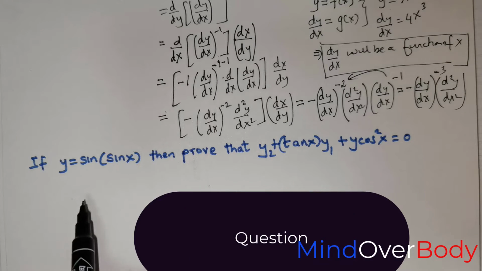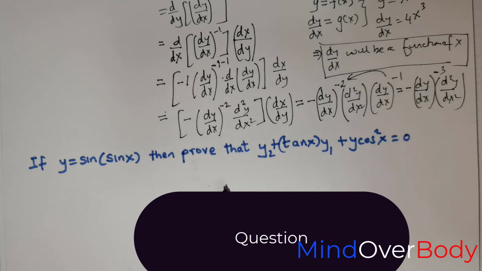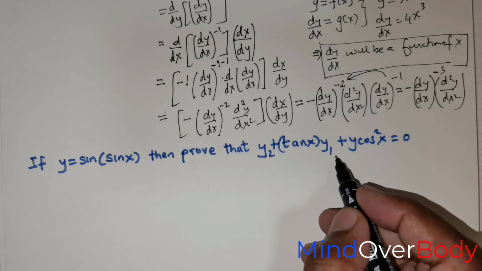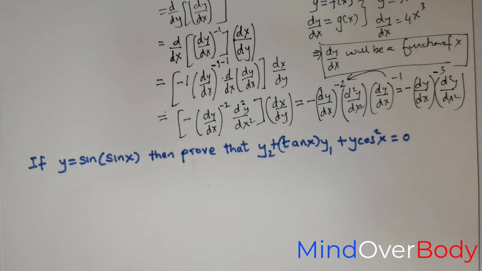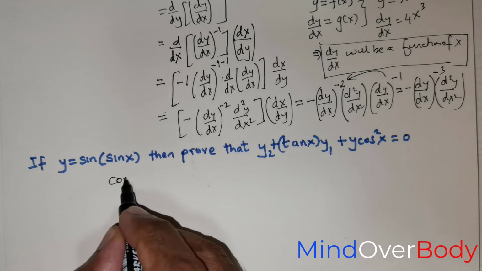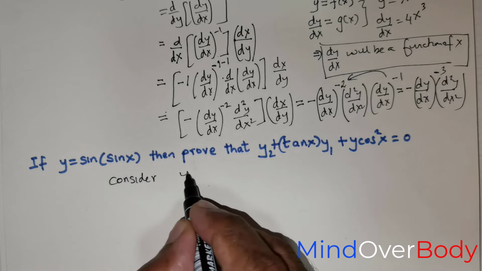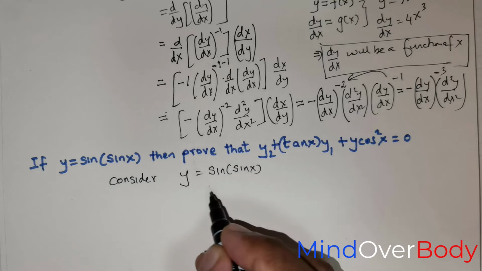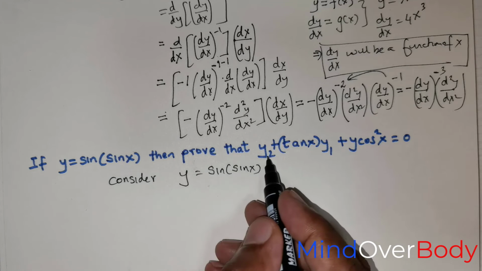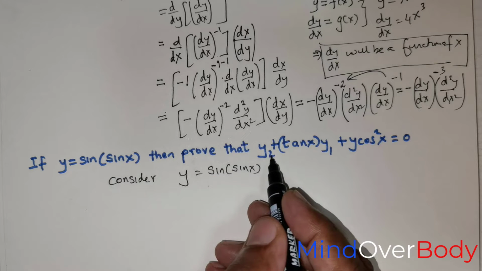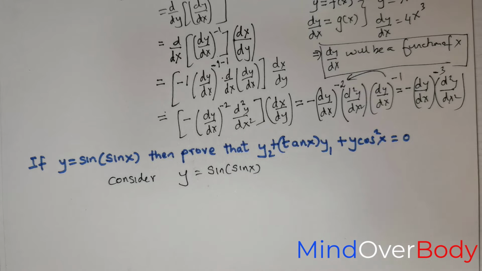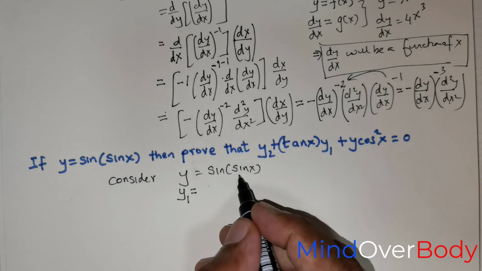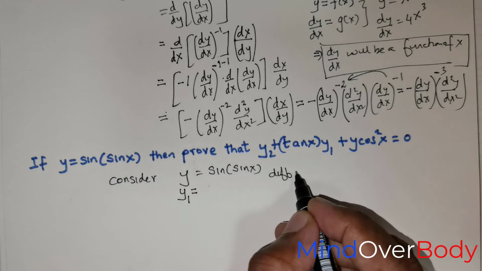Students, we are given this question: if y is equal to sine of sine x, then we are expected to prove that y2 plus tan x times y1 plus y times cos squared x is equal to 0. So foremost, let me just start off by writing, consider the given question, y is equal to sine of sine x. Now I would be performing the differentiation because I need to go up until y2. So that would mean I need to get y1.